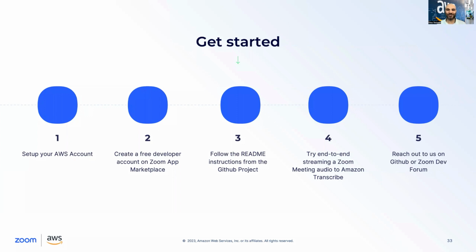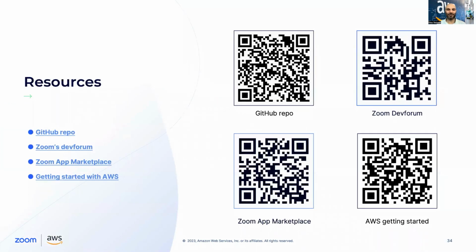Now, if you run into any issues or you want to talk to us, we encourage you to either file issues on GitHub or reach out to us using the Zoom Dev Forum on the Zoom site. Here are some of the resources that help you get started. The GitHub repo, there are multiple QR codes that you can reach for the GitHub repo, the Zoom Dev Forum, the app marketplace, and how to get started.